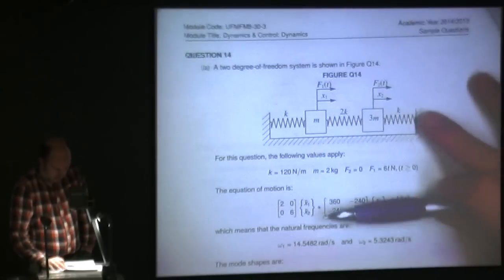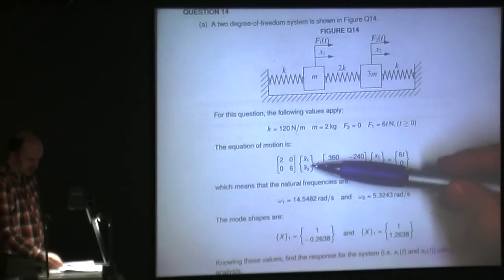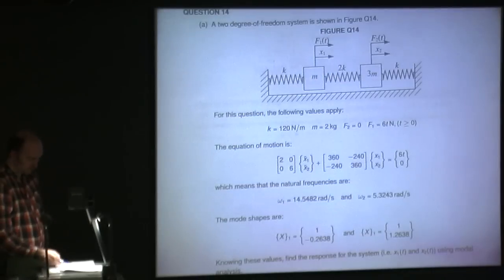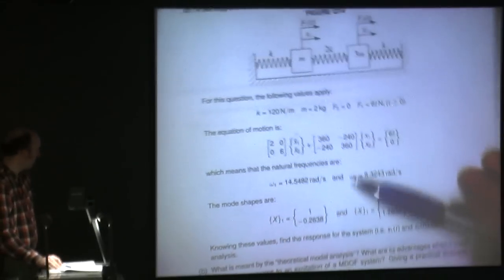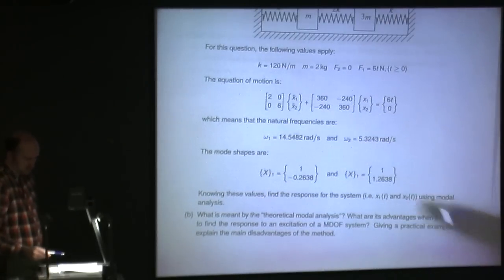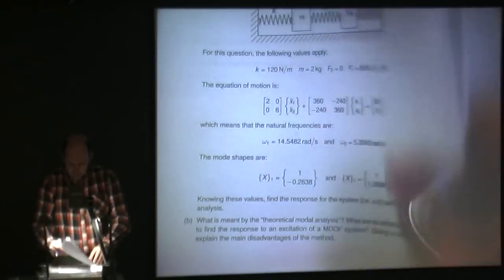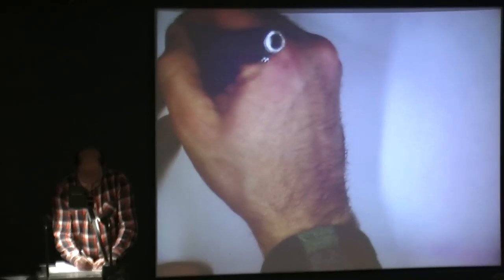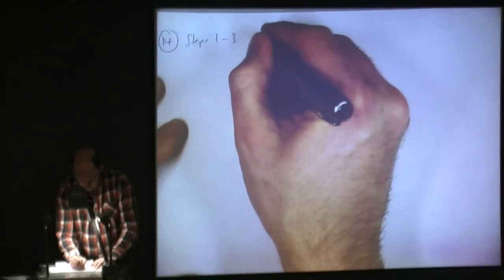Now, I've saved you the labour of going through steps 1, 2, and 3. I've given you the equation of motion, so there's my m, there's my k, acceleration, displacement, and my forces. I've given you the natural frequencies and the mode shapes. The question asks for, knowing these values, find the response of the system, i.e. x1(t) and x2(t), using modal analysis. So that's what we're going to do. Steps 1 to 3, tick, done.